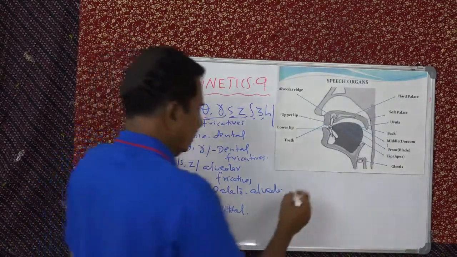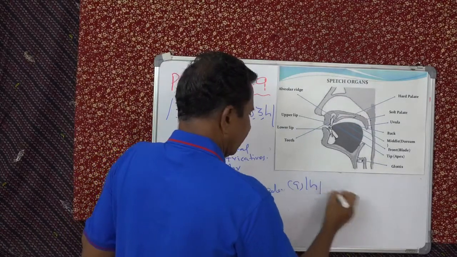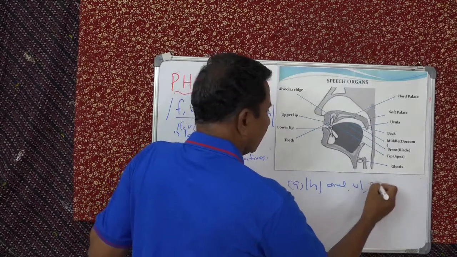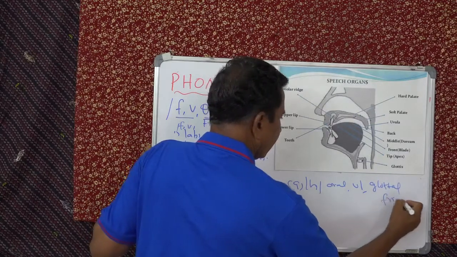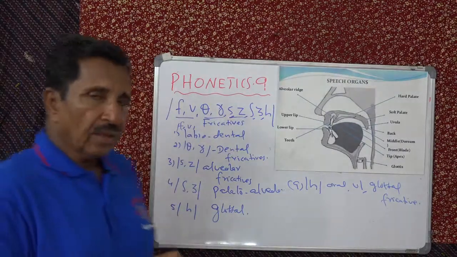And the last one, the ninth sound, is ha. And that is oral, voiceless, glottal, fricative. That's all. So we have described all the nine.